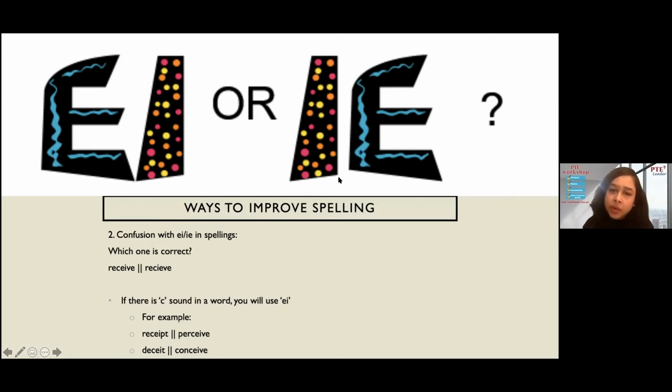Yeah. So receive is correct. Yes, Nguyen, R-E-C-E-I-V-E, that spelling is correct. You are correct. So yeah, in case you have confusion with these kinds of words, just pronounce it loudly. If there's a C sound, blindly write EI, because that's the rule.